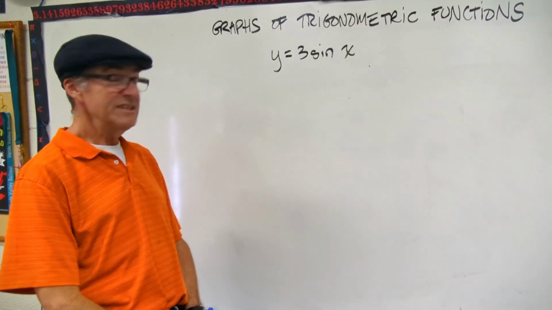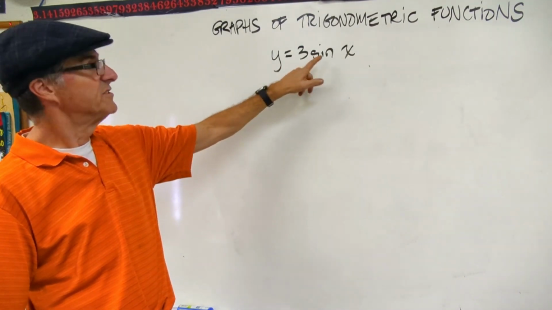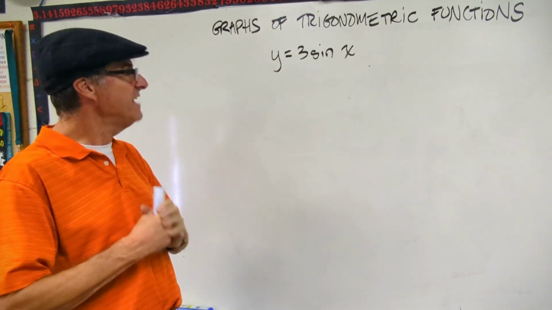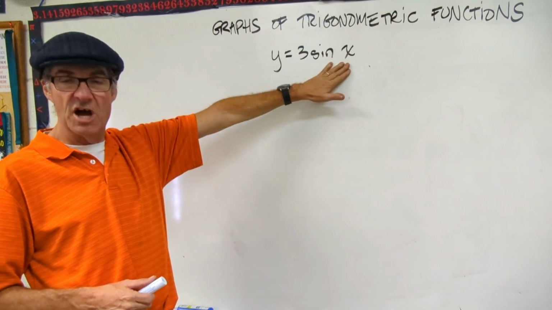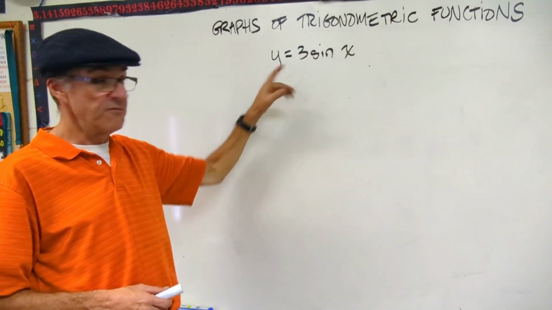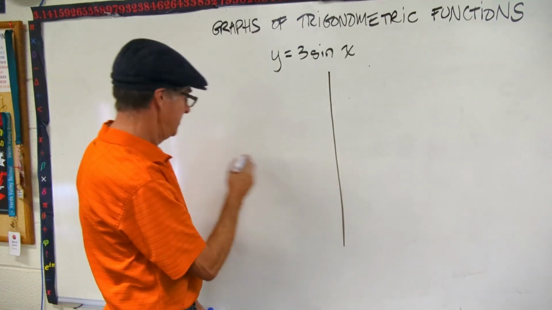All right, let's take a look at a variation. So here's y equals 3 sine x. I'm using x instead of theta, same difference. We can just do that. So now I've got sine x, so whatever value comes out of the sine function, I'm going to multiply it by 3 before I get my point on my graph. So let's go ahead and make our graph.